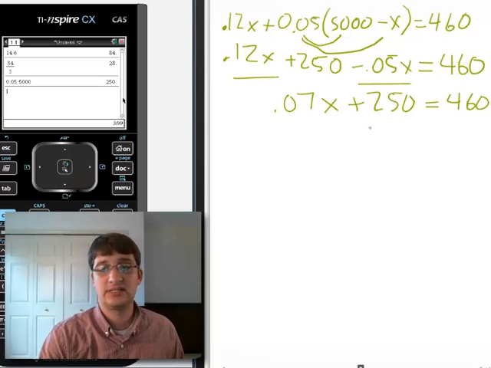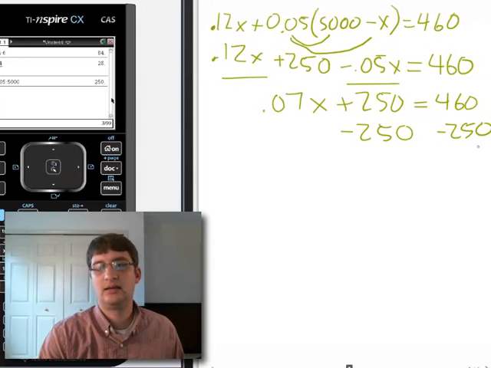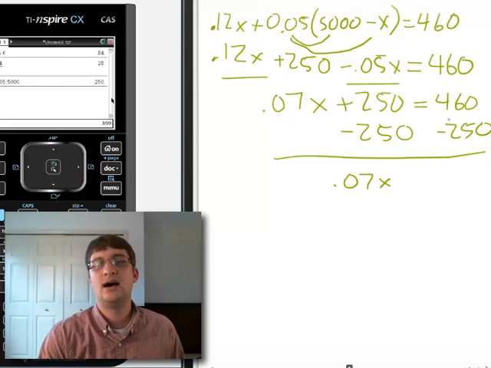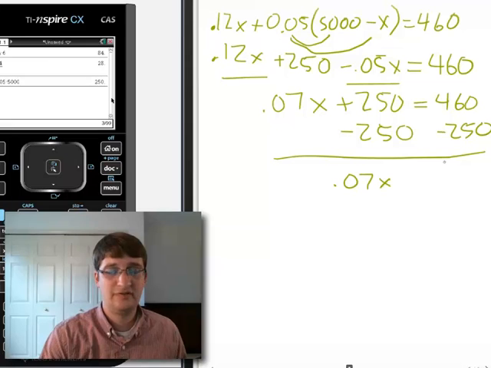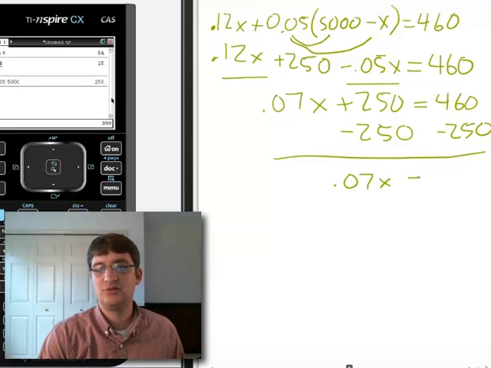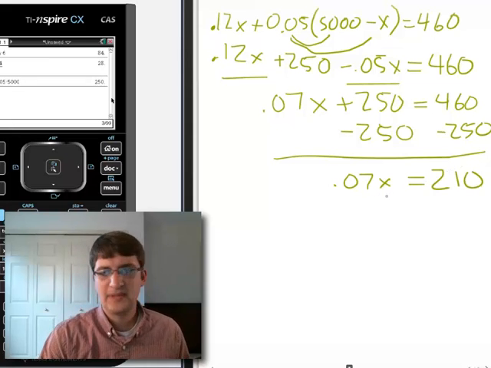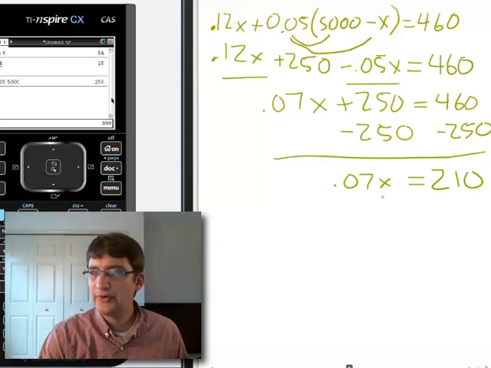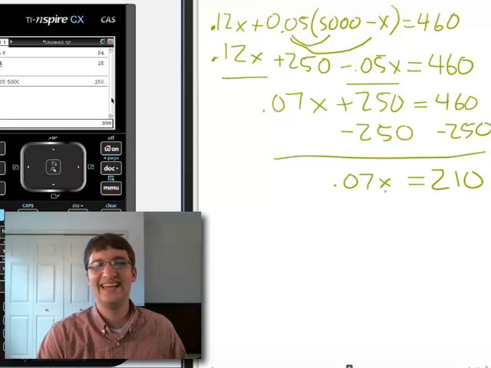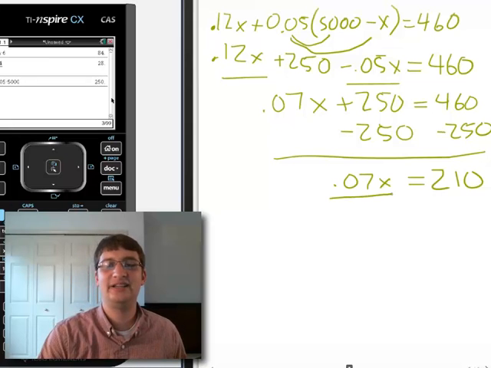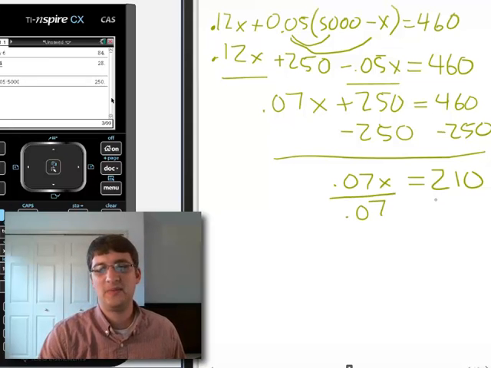Now I'm going to subtract 250 from both sides, and after I do that, I should be able to solve. So I got 0.07x equals 460 minus 250, which is just going to give me 210. You can check that on your calculator if you don't believe me. And I'm going to divide each side by 0.07 because, again, decimals are just like numbers, so we can treat them like numbers.